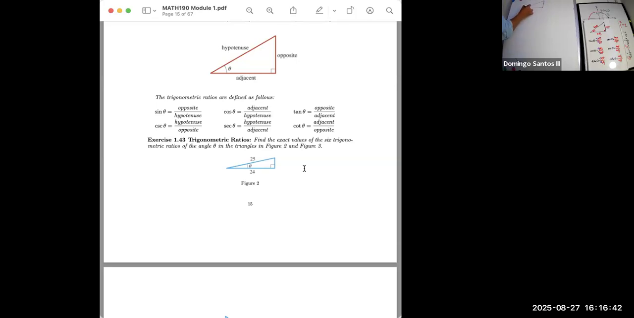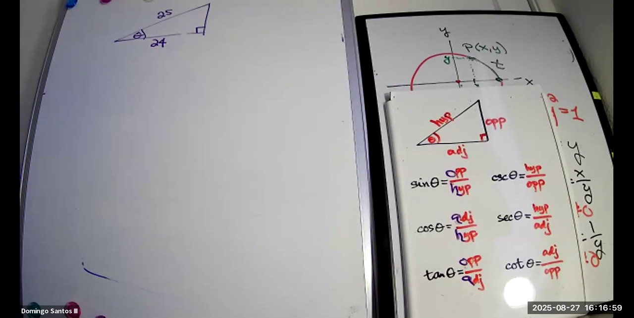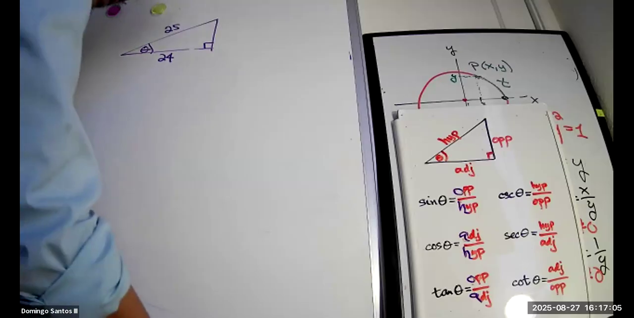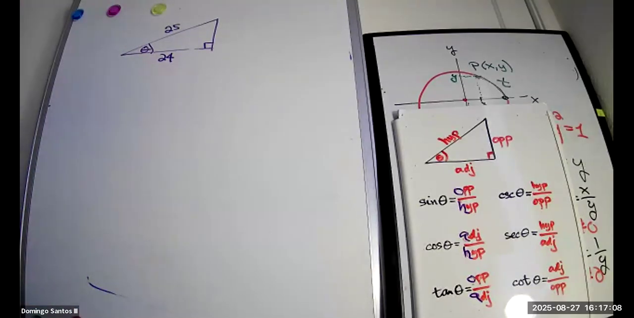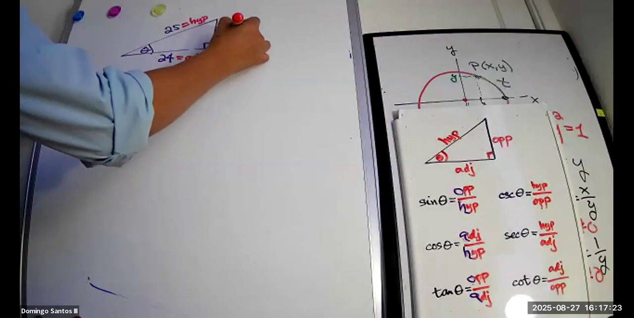So here you have theta, and the sides are 25 and 24, and you want to get the exact values of the six trig functions. Okay, Jessica, this will be the parts. This is theta, the angle. This is your hypotenuse, right? And this should be your adjacent. And this is the opposite side, right?